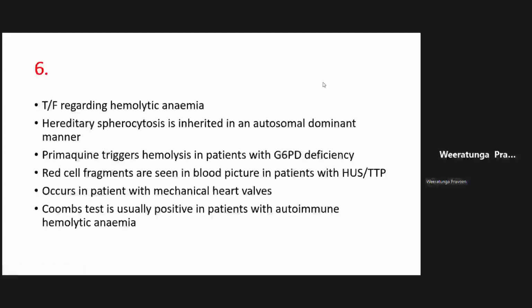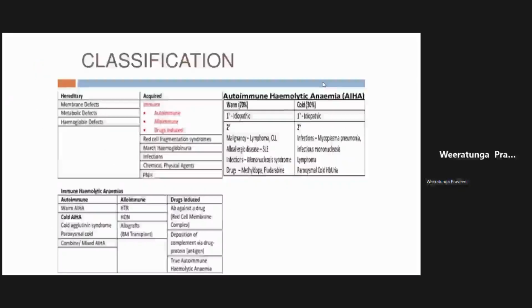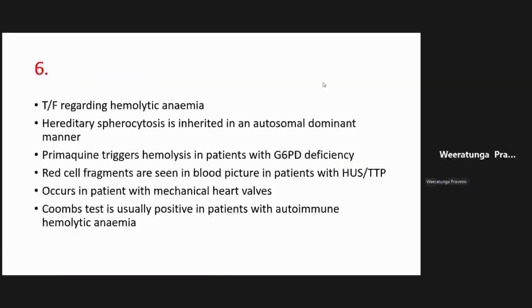In the congenital variety, I told you there were three subtypes: membrane defects, metabolic defects like G6PD deficiency, and hemoglobin defects like thalassemia. These are the three things that you will see. Of these, hereditary spherocytosis is an autosomal dominant disorder.